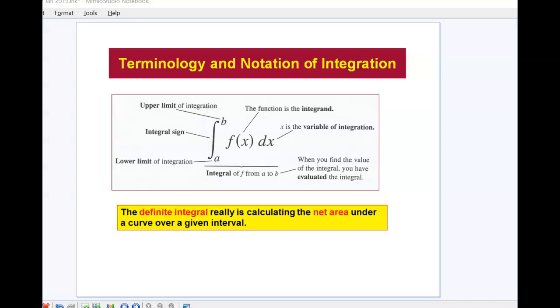In the second part of 5.2, we'll continue with our study of definite integrals. So let's take a look at some of the terminology and notation of integration. We can see here we have our integral symbol, and a is considered our lower limit, b is our upper limit, f of x is the function that is being integrated, or we call that the integrand, and x is the variable of integration. The way we read this is the integral from a to b of the function that's given in the problem. Basically the definite integral really is calculating the net area under a curve over a given interval.